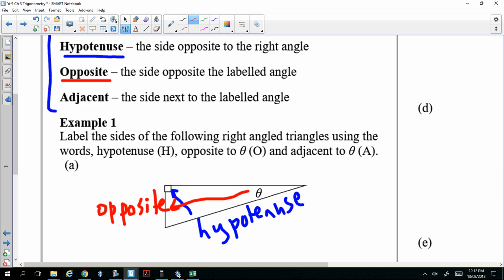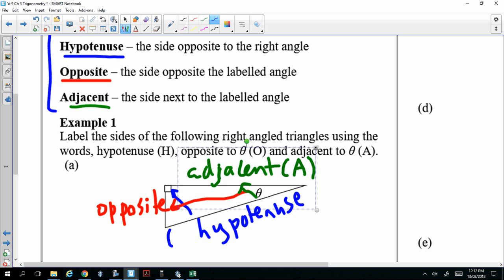And the third side that's next to the angle is called the adjacent. Adjacent means next to, right? Adjacent. So instead of using the full word, I'm going to label adjacent as A, hypotenuse as H, and opposite as O.